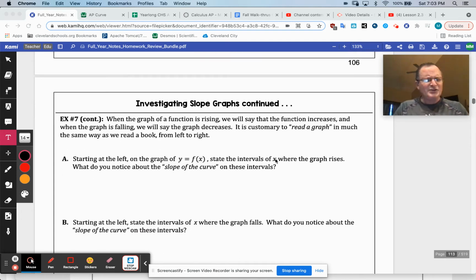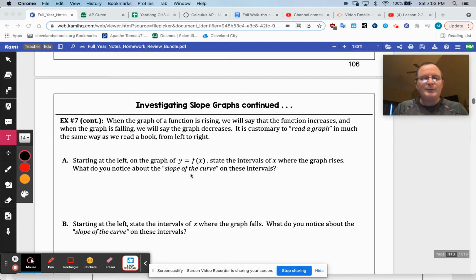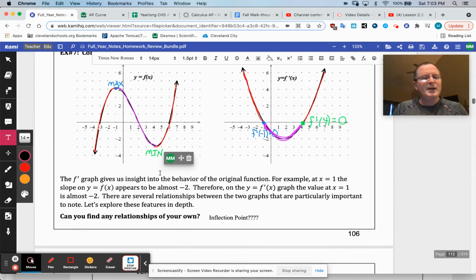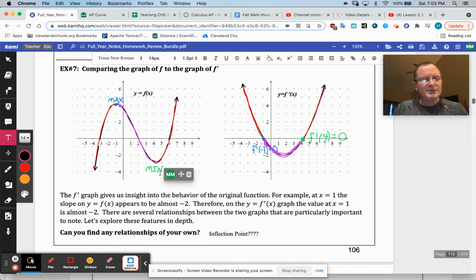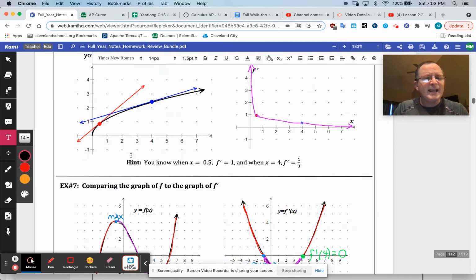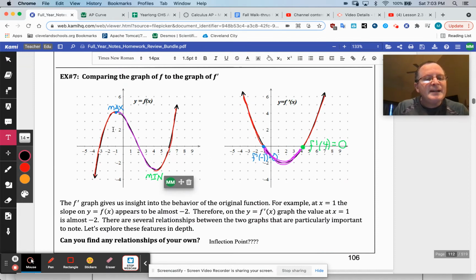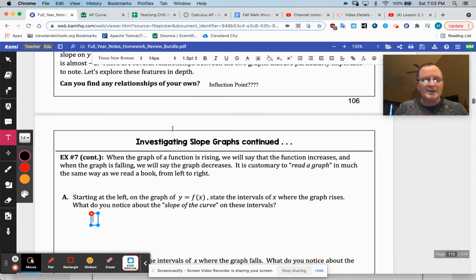So starting at the left, on the graph of y equals f of x, state the intervals in which the graph rises. Okay, I think I could type this. What do you know about the slope of the curve on these intervals? It says interval notation, but we'll just type it out with inequalities. When was it rising? That was with the red ones that we talked about a minute ago. It looks like from negative infinity to -1, or less than -1, and then greater than 4 were the moments where this was rising. So let's say that.